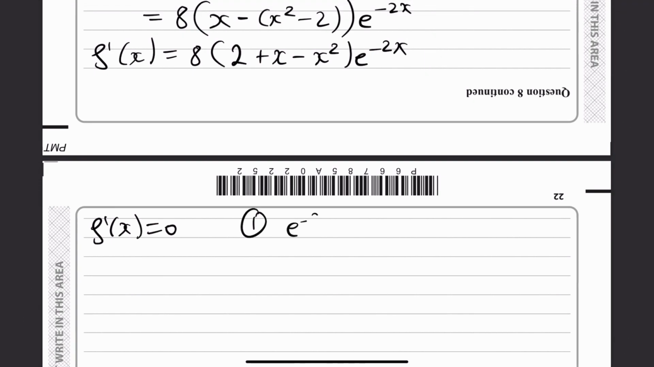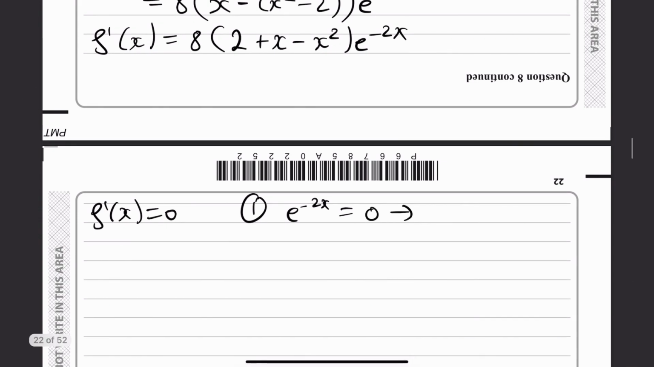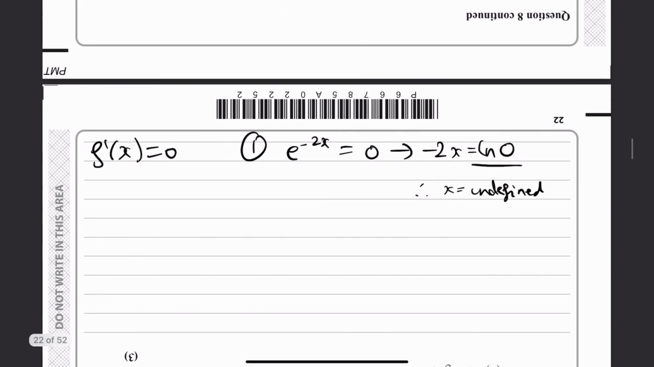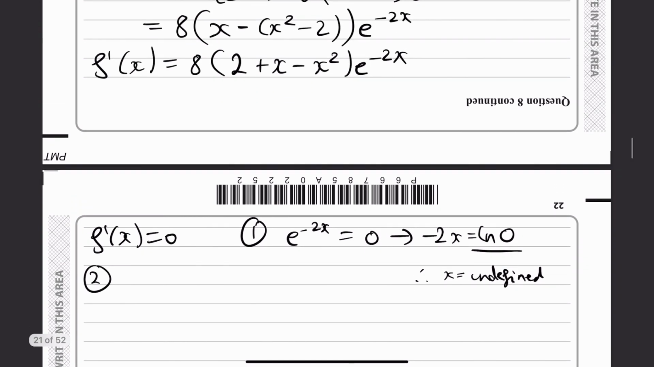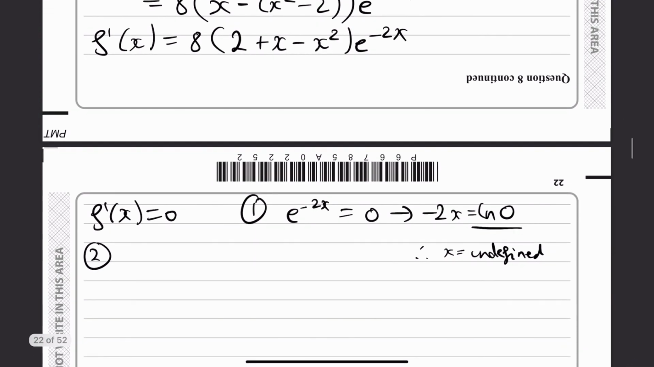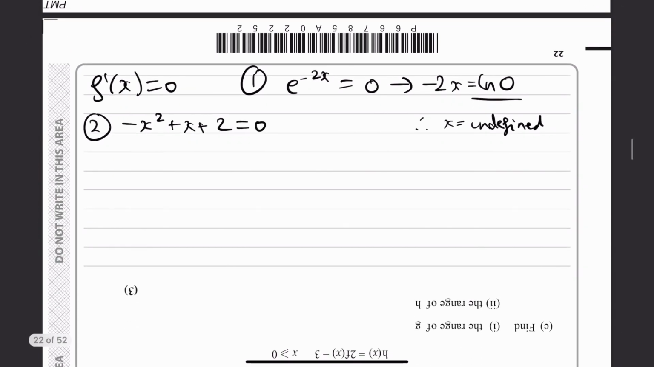So we've got e to the minus 2x is equal to 0. And you can see this is going to give x is undefined, because if you take ln of both sides, you're going to get minus 2x equals ln 0. This is undefined, so therefore x equals undefined. So no solutions from that, which means we're going to get all of our solutions from putting this equal to 0. And you can just divide the 8 on both sides to get rid of it, but you'll end up with this quadratic.